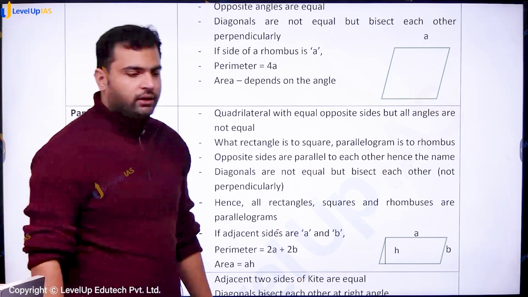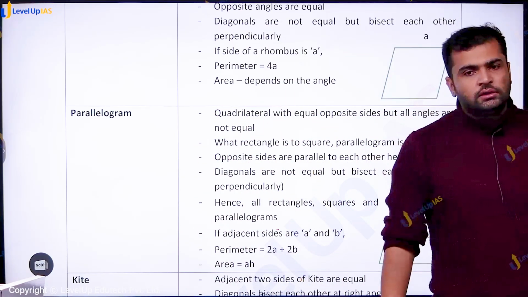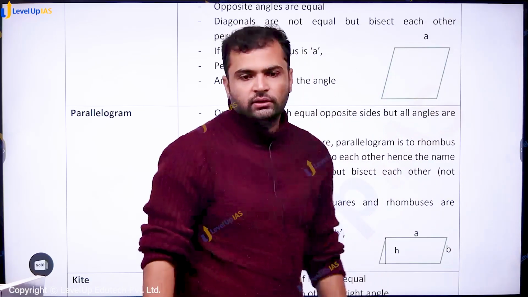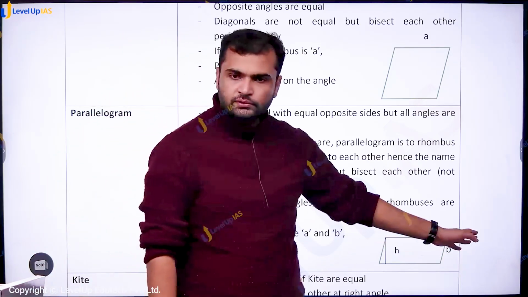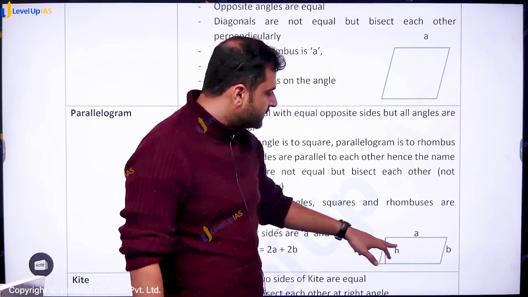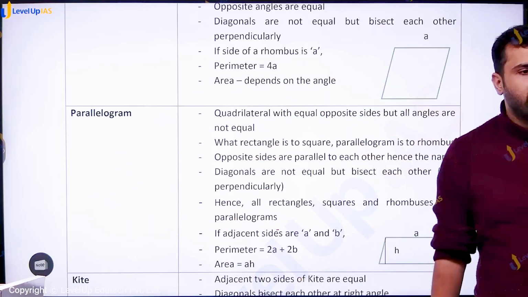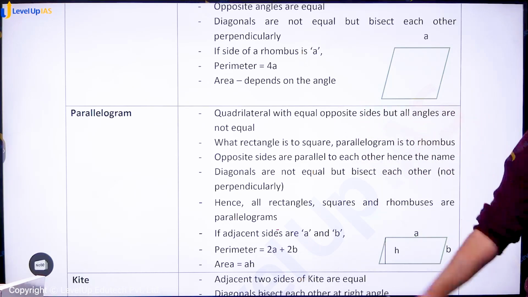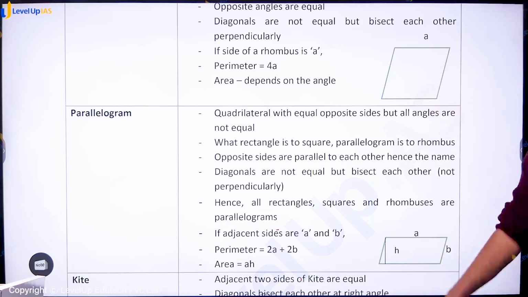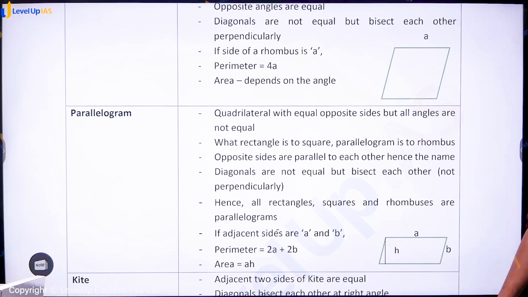Next is parallelogram. In parallelogram, neither angles are 90 degree nor all the sides are equal, but like rectangle, opposite sides are equal and opposite sides are parallel. So this side is A, then this side is also A. If this is B, then this is also B. Opposite sides are equal and parallel to each other. Quadrilateral with equal opposite sides, but all angles are not equal. Here opposite angles are equal. What rectangle is to square, parallelogram is to rhombus, right?